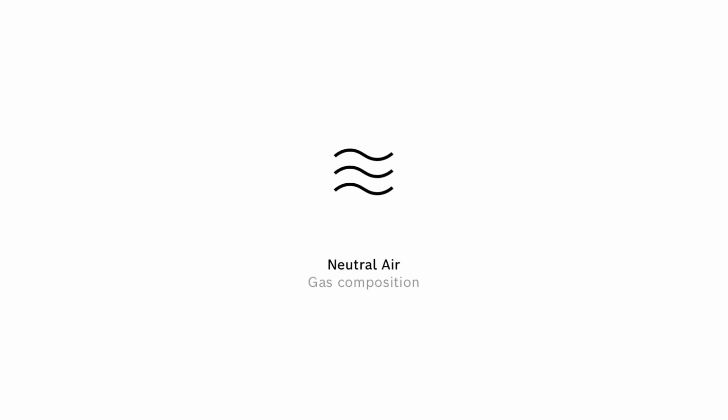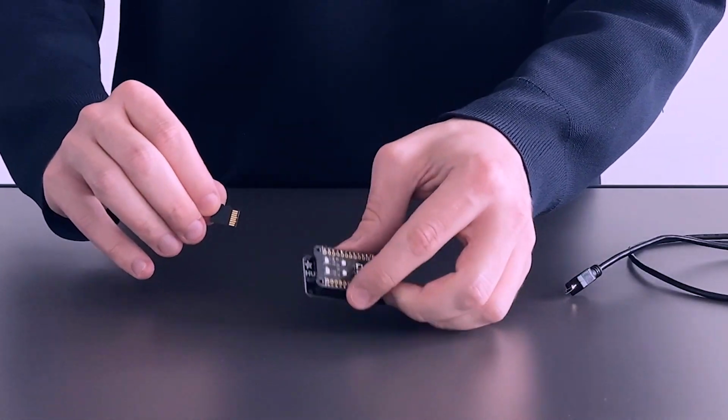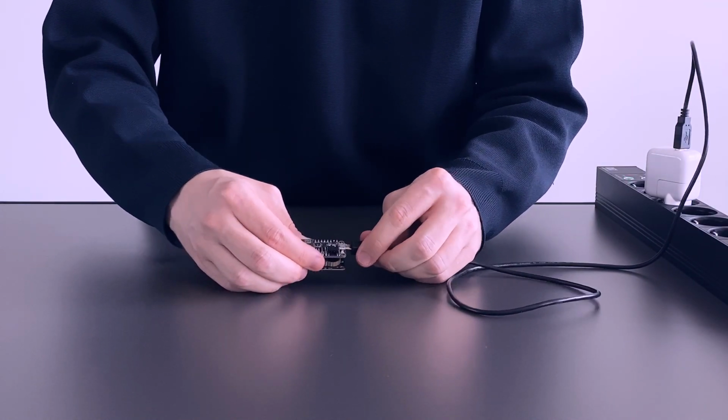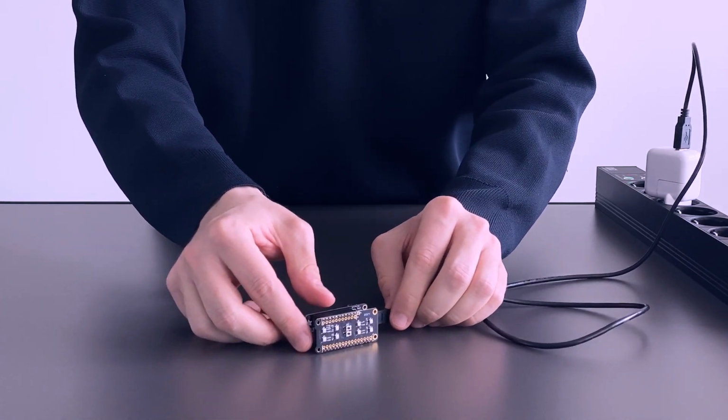It's simple. We're just going to record the gas composition of the room. Make sure you have the SD card with the right configuration file inserted, and connect the BME board to power with a micro USB cable. Once the board is powered on, it will automatically start recording gas data.